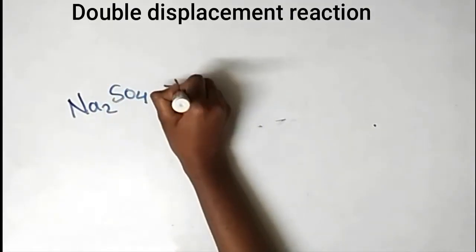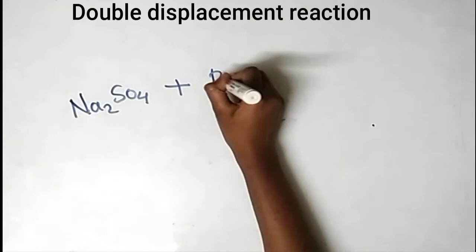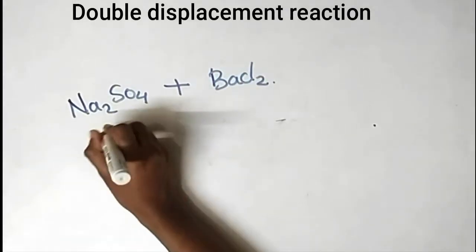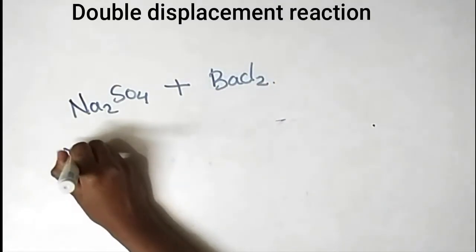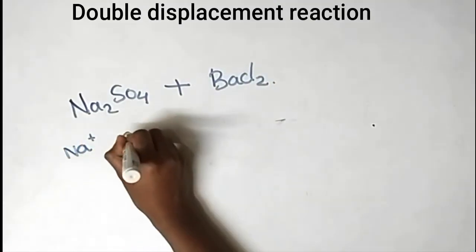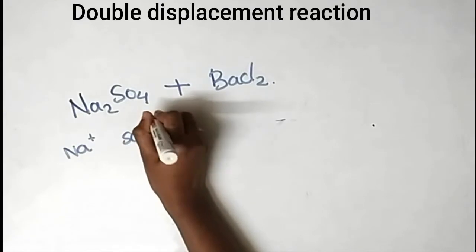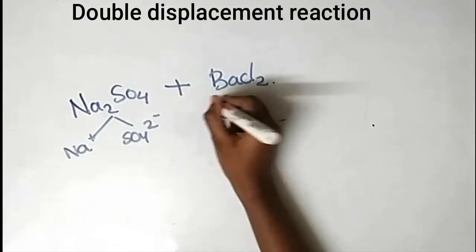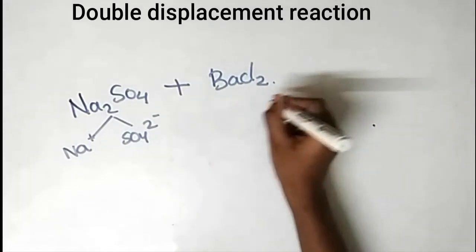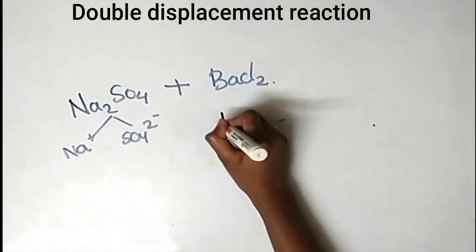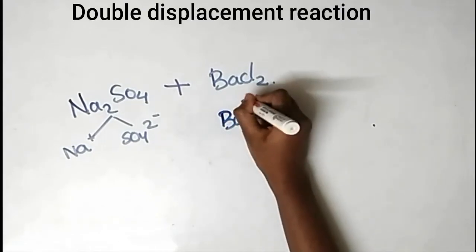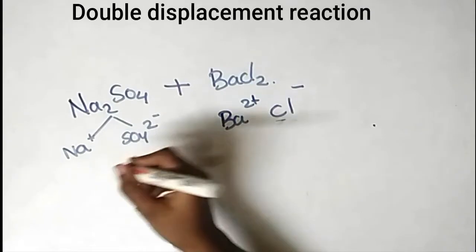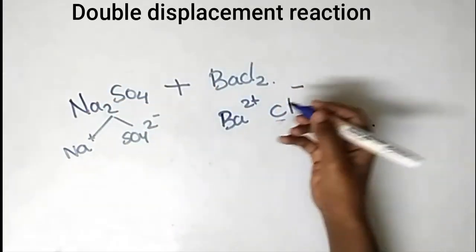And mix the sodium sulfate with the barium chloride. So what do you observe? The sodium sulfate has ions like Na+ and SO4 2-. And the barium chloride, BaCl2, has ions like Ba2+ and Cl-. So here, as we said above, the exchange of ions takes place.